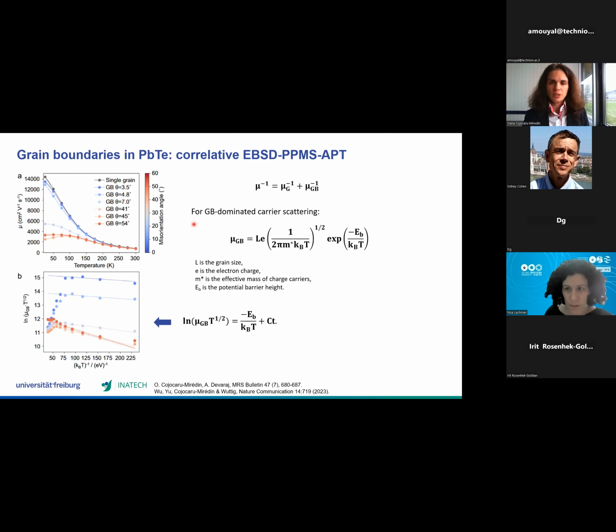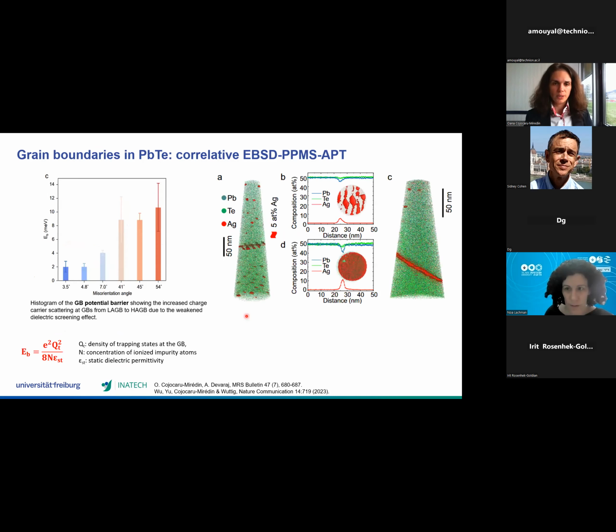And for thermoelectric materials, there is the so-called grain boundary dominated carrier scattering model. We didn't develop it ourselves, it is well known in the literature. This model shows that the mobility is directly proportional to the barrier height. So basically, by having the mobility values, we could also determine the barrier height for all these grain boundaries.